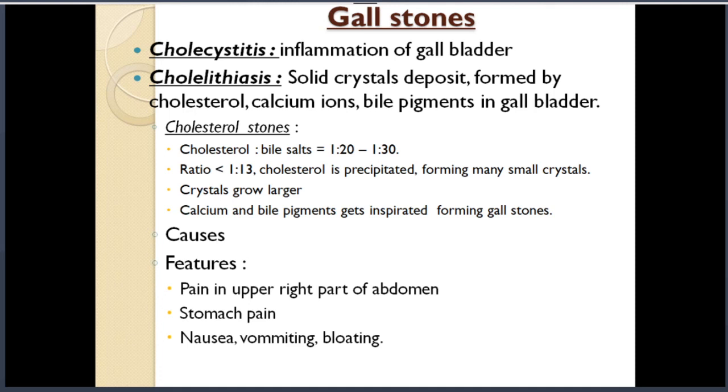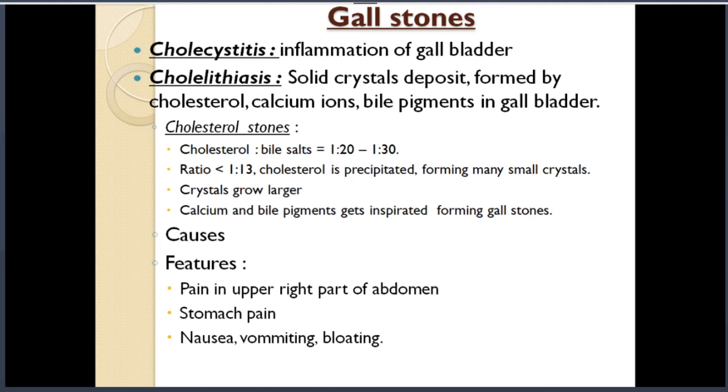Actually there is a ratio of cholesterol to bile salts, and these bile salts along with lecithin help in keeping the cholesterol in the soluble form so that they do not get precipitated. This ratio is 1:20 to 1:30, and when this ratio goes below 1:13, these cholesterol molecules get precipitated, and this precipitation forms the small crystals, and this formation of small crystals in turn stimulates the formation of more and more crystals, which grow larger and larger with time. And when these get impregnated with calcium ions and bile pigment, they form gallstones.